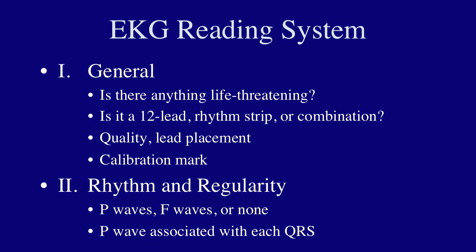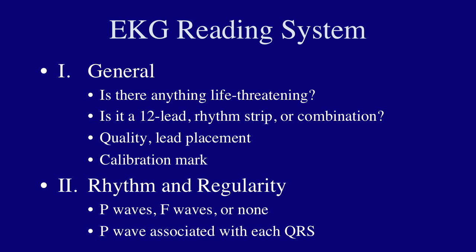Do you have P waves, F waves, or nothing? P waves would be where you would have a sinus rhythm generally. F waves would be, for example, atrial fibrillation or atrial flutter. And if you don't have any, you could have things like VTAC, VFib, asystole. So you want to see what kind of rhythm is occurring, and is it regular? Is it happening in a regular pattern? For example, atrial fibrillation is not regular, and normal sinus rhythm is regular.